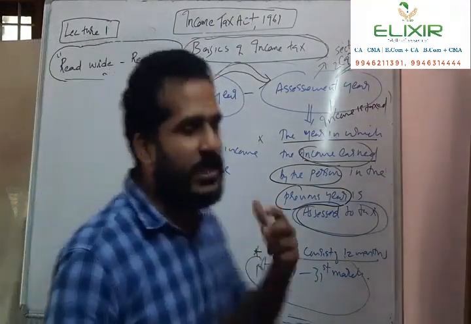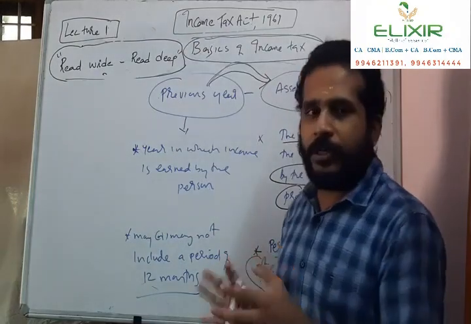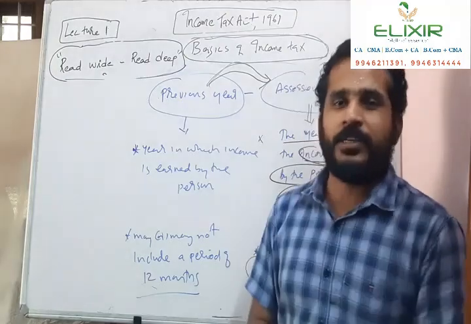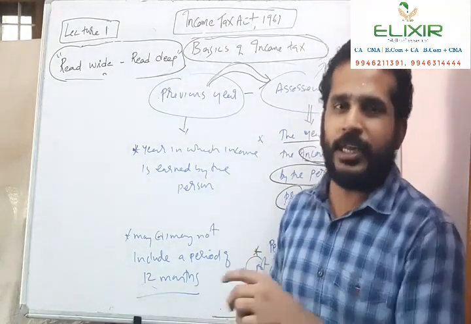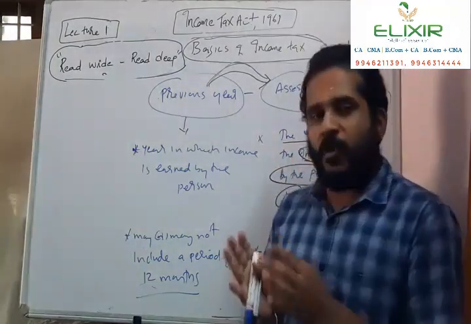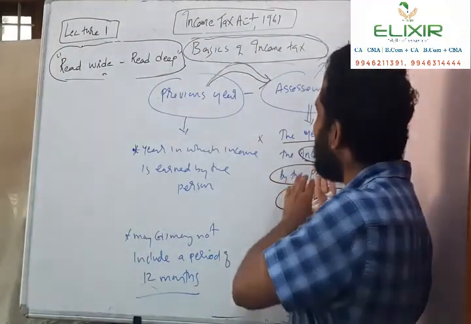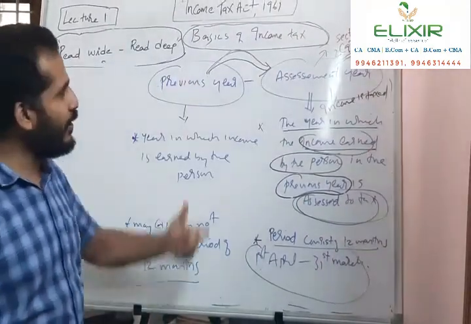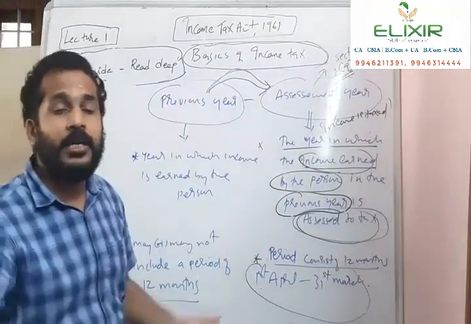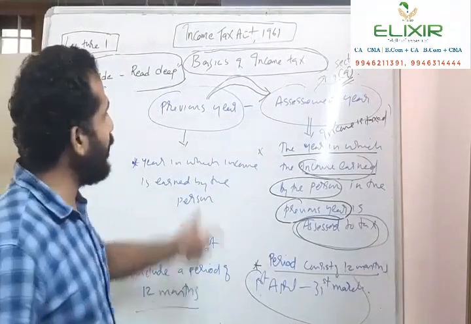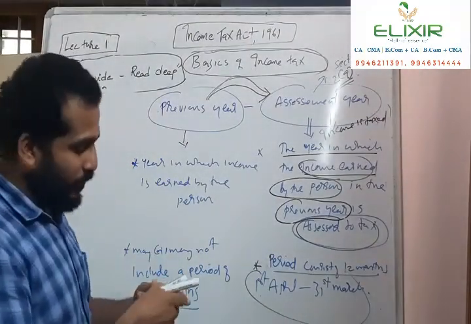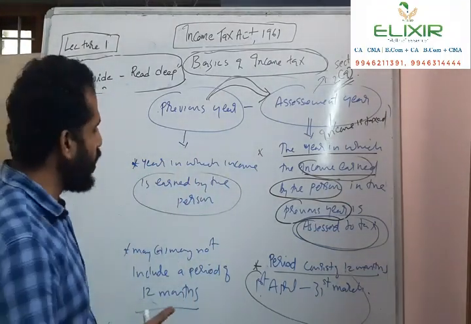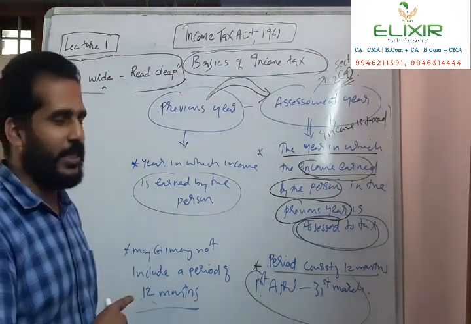Previous year, this is the assessment year. The Income Tax authority focuses more on the assessment year because the purpose of the Act is to assess the income and compute the tax. The year preceding the assessment year is called the previous year. In other words, it is the year in which the income is earned by the person.